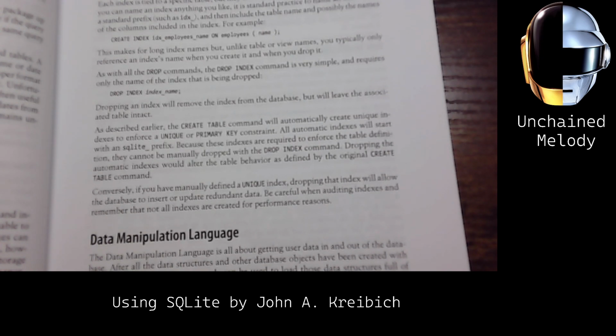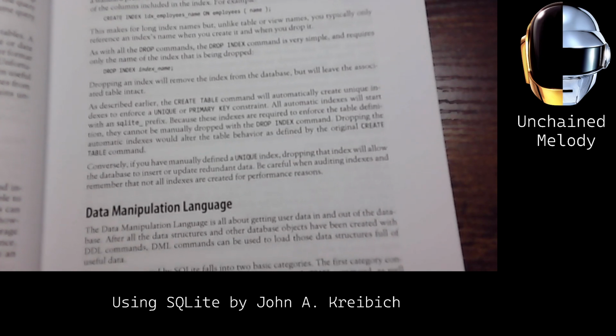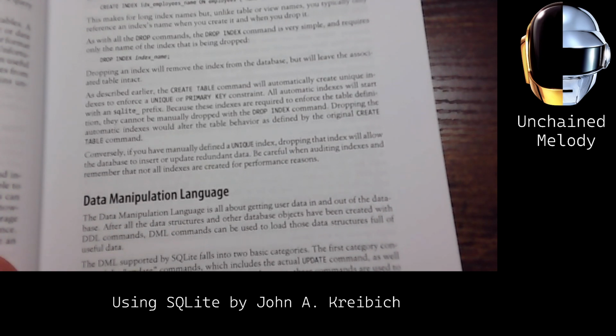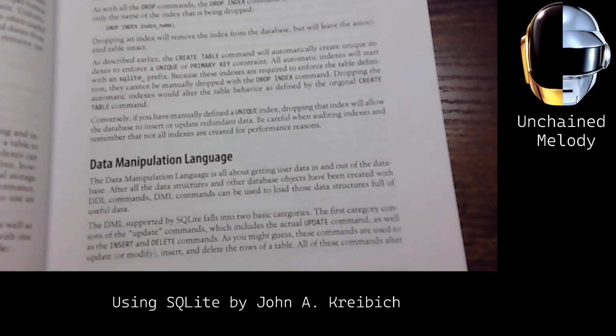As described earlier, the CREATE TABLE command will automatically create unique indexes to enforce a UNIQUE or PRIMARY KEY constraint. All automatic indexes will start with an sqlite prefix. Because these indexes are required to enforce the table definition, they cannot be manually dropped with the DROP INDEX command. Dropping the automatic indexes would alter the table behavior as defined by the original CREATE TABLE command. Conversely, if you have manually defined a unique index, dropping that index will allow the database to insert or update redundant data. Be careful when auditing indexes and remember that not all indexes are created for performance reasons.